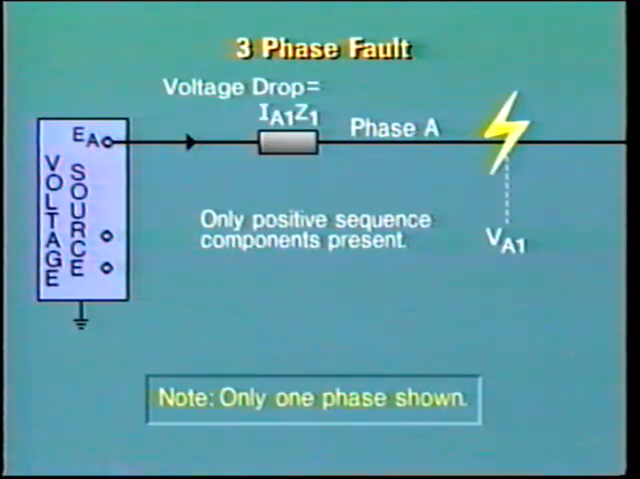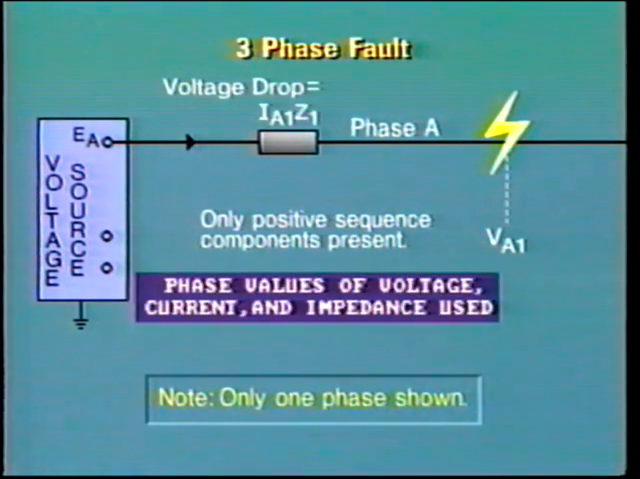With a three-phase fault, the balanced condition consists of positive sequence voltage and current only. The positive sequence values represent conditions at the fault. The voltage drop between EA and VA1 equals IA1 times Z1. The positive sequence voltage drop is a function of the positive sequence current and positive sequence impedance. Phase values of voltage, current, and impedance are used throughout these studies.